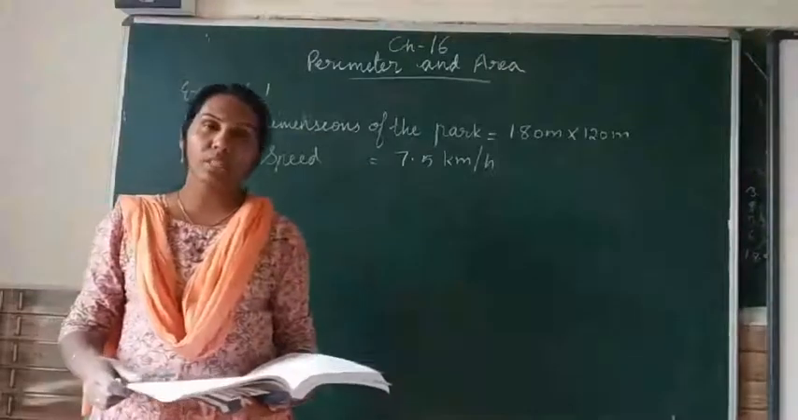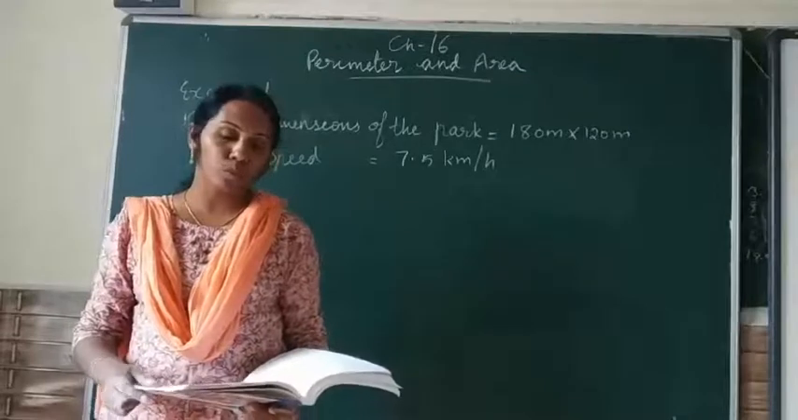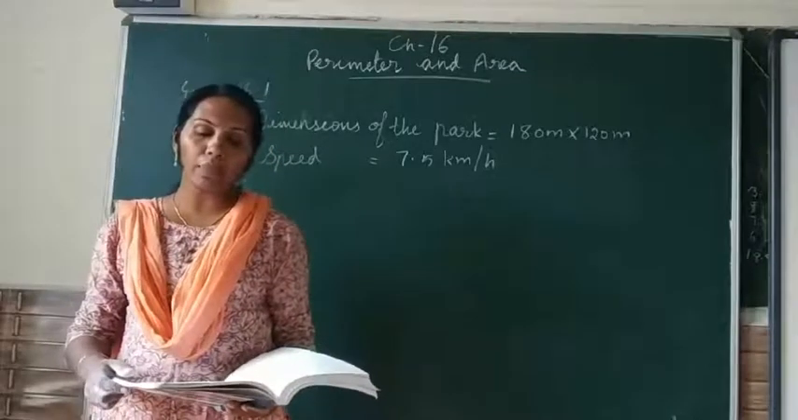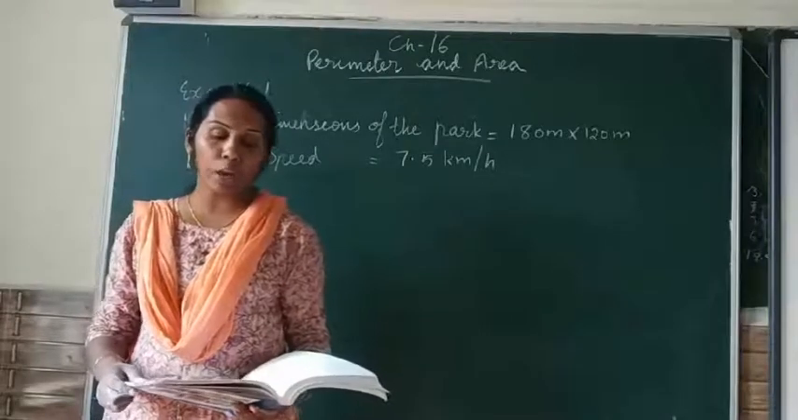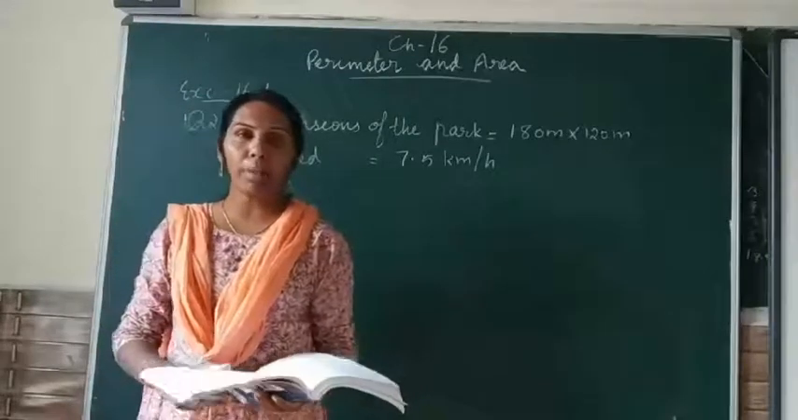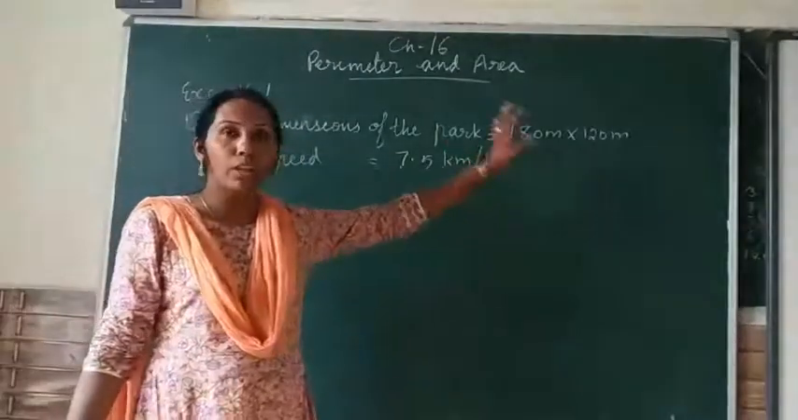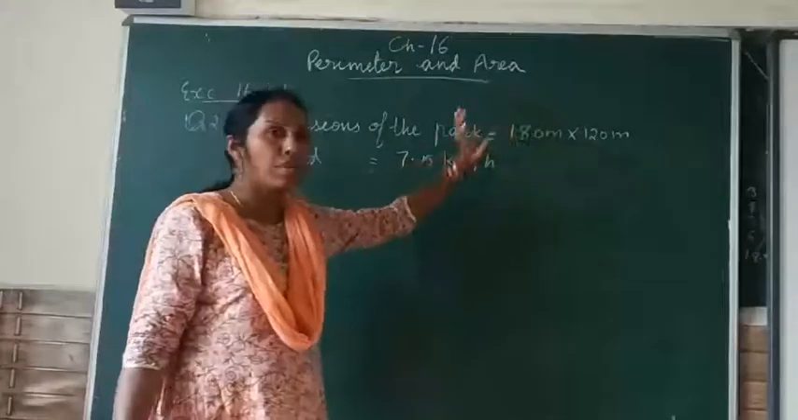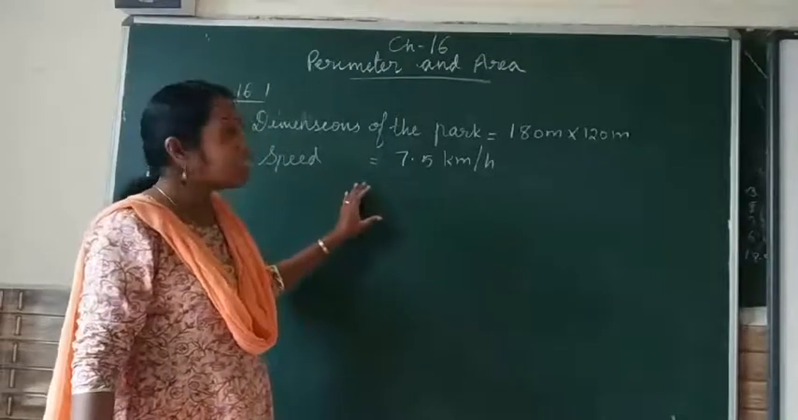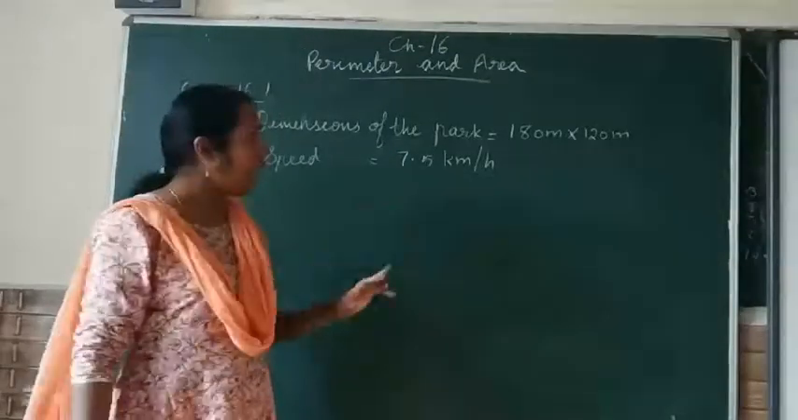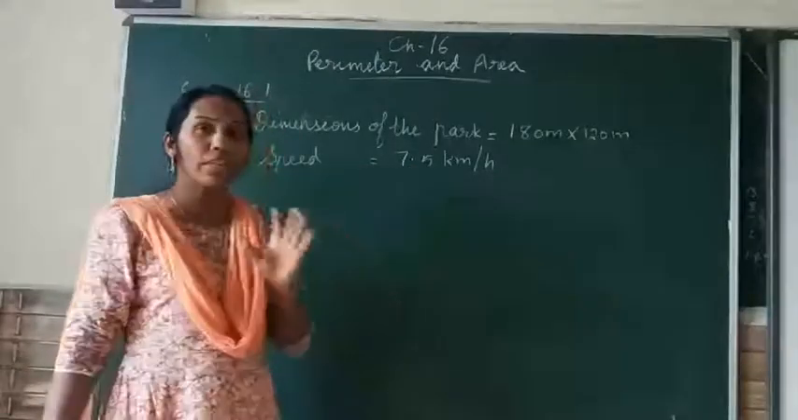Now we will solve some questions regarding this formula. Exercise 16.1, question number 2. Nagma runs around a rectangular park 180 meter long and 150 meter wide at the rate of 7.5 km per hour. In how much time will she complete 5 rounds? So here a park of dimensions 180 meter by 120 meter. Length is 180 meter and breadth is 120 meter, and Nagma runs around this park 5 times at the speed of 7.5 km per hour. How much time will she take to complete this?